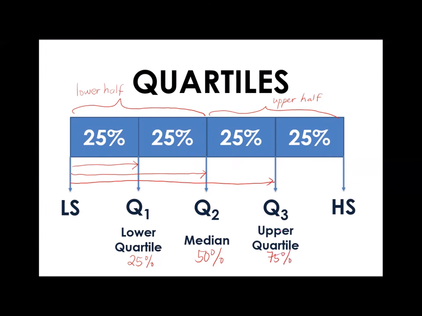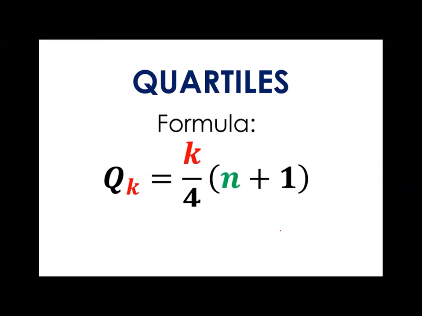Okay, so ganyan mag-interpret ng quartiles. So, I hope that is clear. Now, the formula is Q sub k is equal to k over 4 times the quantity n plus 1.